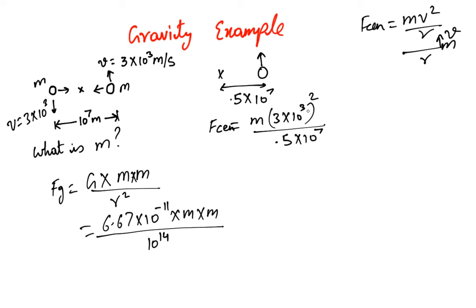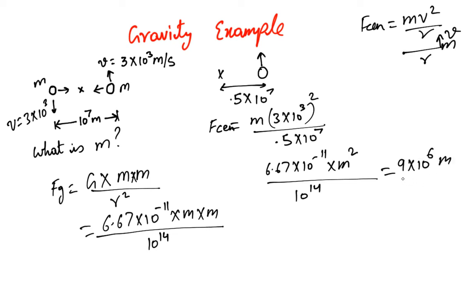Now the gravity is the one that is providing this centripetal force. So it should be 6.67 multiplied by 10 power minus 11 multiplied by m squared over 10 power 14 equals, and this gives us 9 multiplied by 10 power 6 m divided by 0.5 multiplied by 10 power 7. So that gives us m equals 6.6.